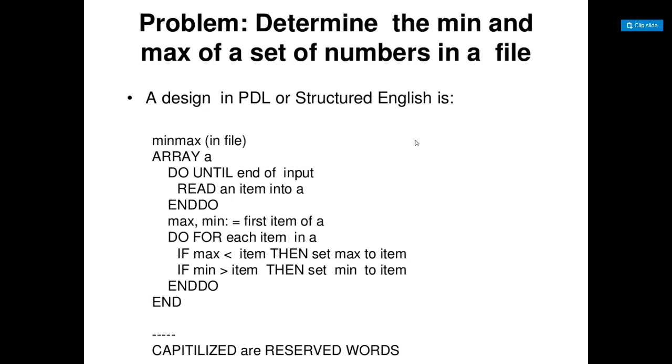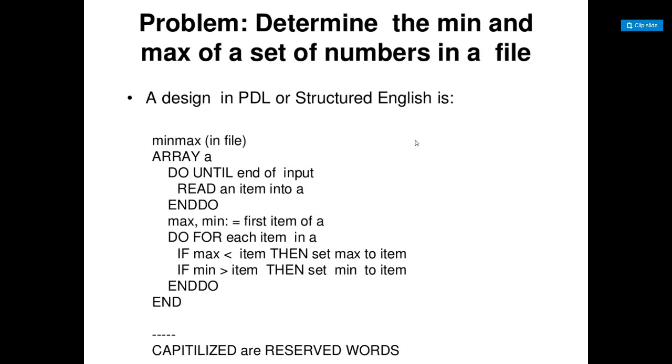And for max and minimum, the minimum is the first item of A, you first take it as the minimum. Then DO for each item in A. IF max is less than item, THEN set max to the item. That is, you first take the first item as the maximum and the first item as the minimum, and you go on comparing with each next element you have input. If it is larger, then it will swap, otherwise whatever first number you have taken will remain. So when a programmer reads this, he understands what needs to be done.